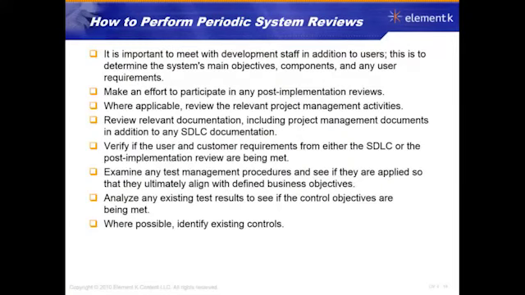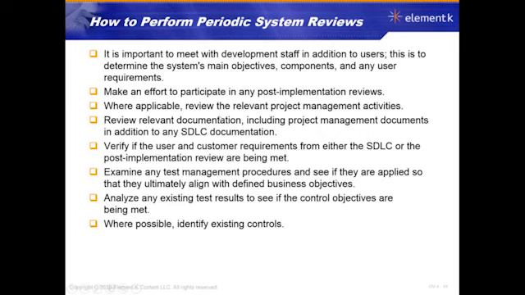So when we are performing periodic system reviews, we've already deployed this thing, we had a post-deployment review, it was good, and 6 months later or a year later or a quarter later, we're doing a periodic review. We need to meet with not only the users but also the dev staff, the people who developed it, or the system administrators, or the IT staff that developed the system. Make sure that the main objectives and the components and the user requirements are still met. We want to try to participate in any post-implementation reviews. We want to be involved in that. And of course, we need to see who was involved.